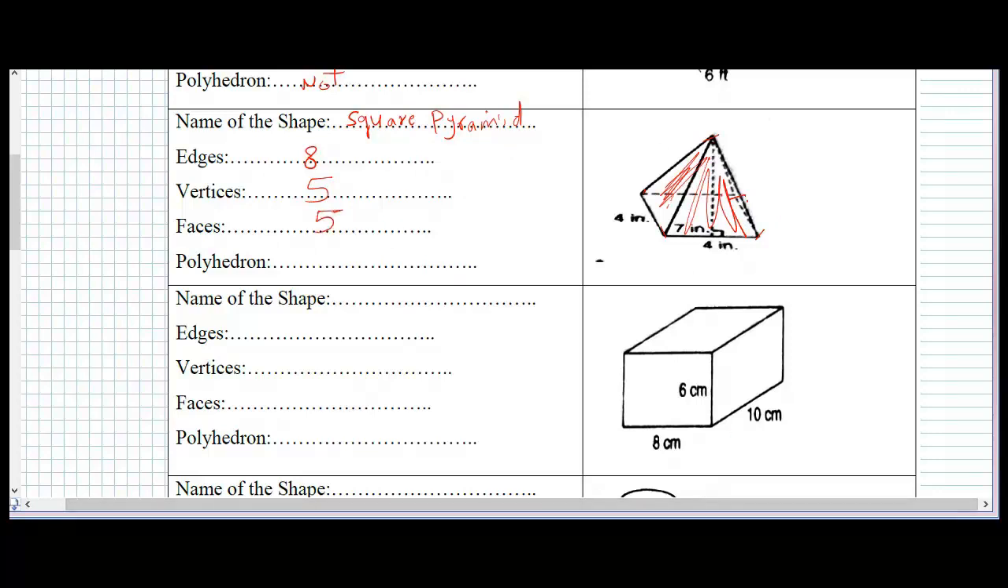Is this shape a polyhedron or not? We said polyhedron means no curved sides or no curved faces, no curves or circles at all. So this is a polyhedron. Yes.